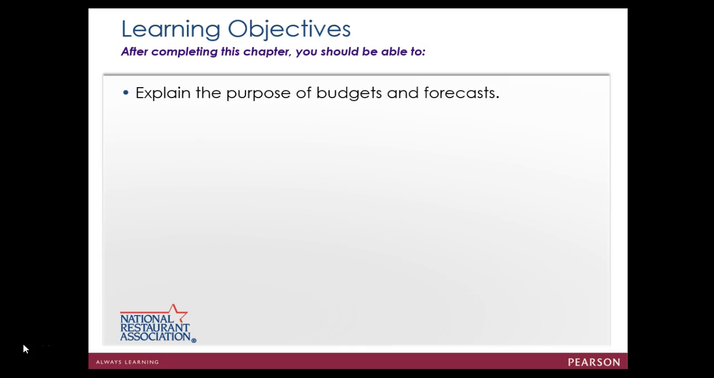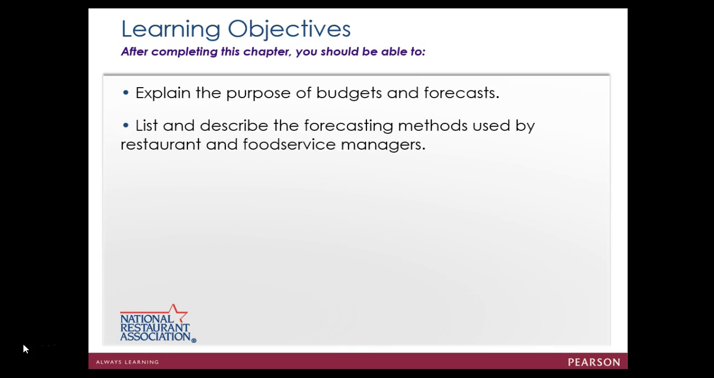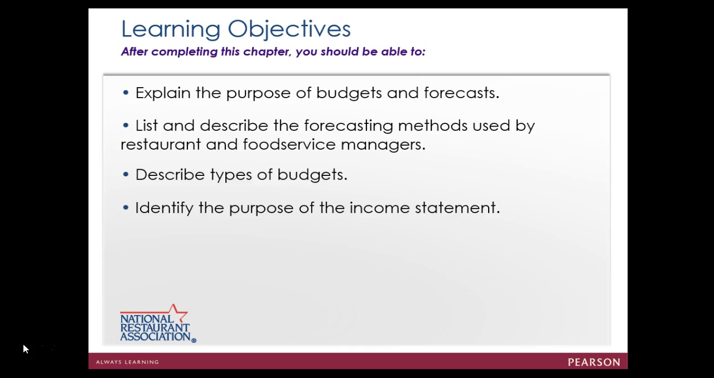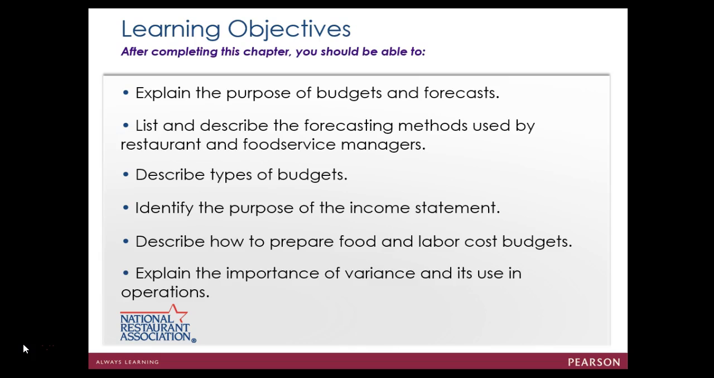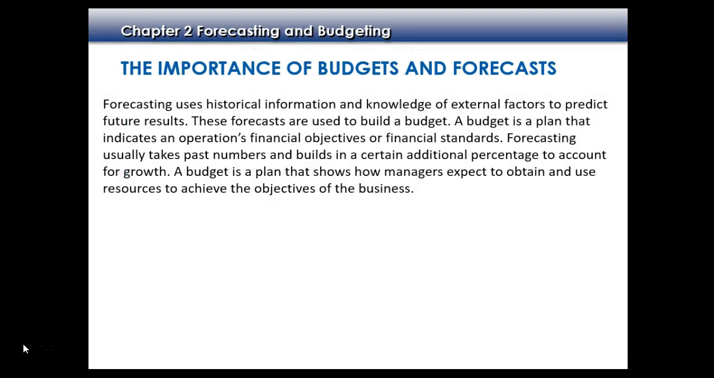This week we're going to be learning about the purpose of budgets and forecasts. List and describe forecasting methods used by restaurants. Describe types of budgets. Identify the purpose of income statements. Describe how to prepare food and labor cost budgets. And explain the importance of variance and how it's used in operations.